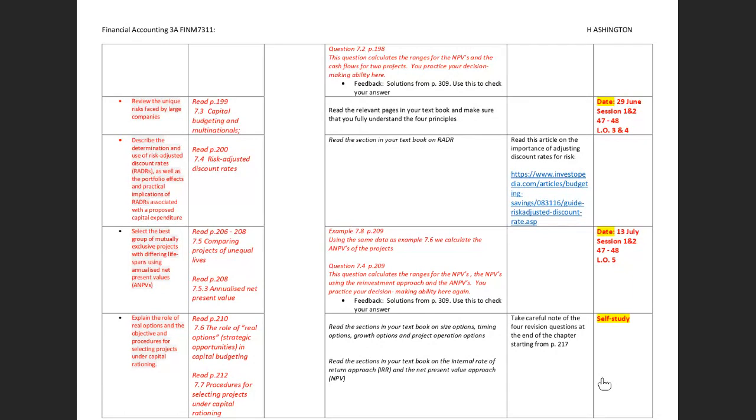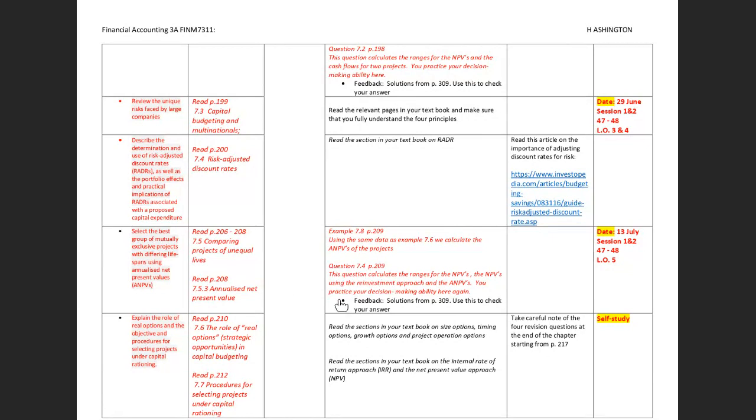But remember again that net present value is an absolute value. It's a rand figure, which is difficult for us to make sense of. So we're now going to convert that net present value rand figure into an annualized net present value. Over here on page 208, 7.5.3, and if you were to use question 7.4, that includes the reinvestment approach and ANPV. So question 7.4 is your go-to question for practicing this whole section.